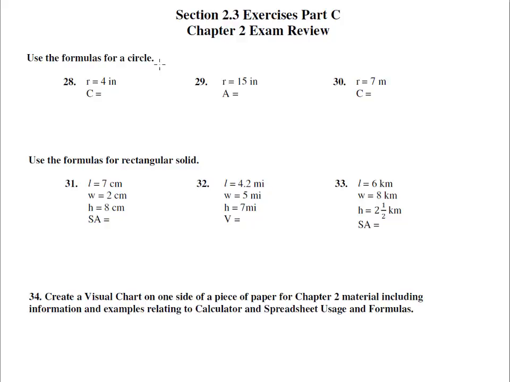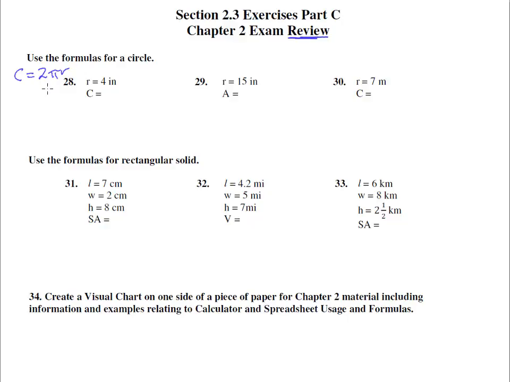Here we are in section 2.3, exercises part C, with the rest of the chapter 2 exam review, preparing for this exam. Using the formulas for a circle. There were two of them, circumference and area. In this one, we're going to use the circumference formula. Circumference equals 2 pi r.